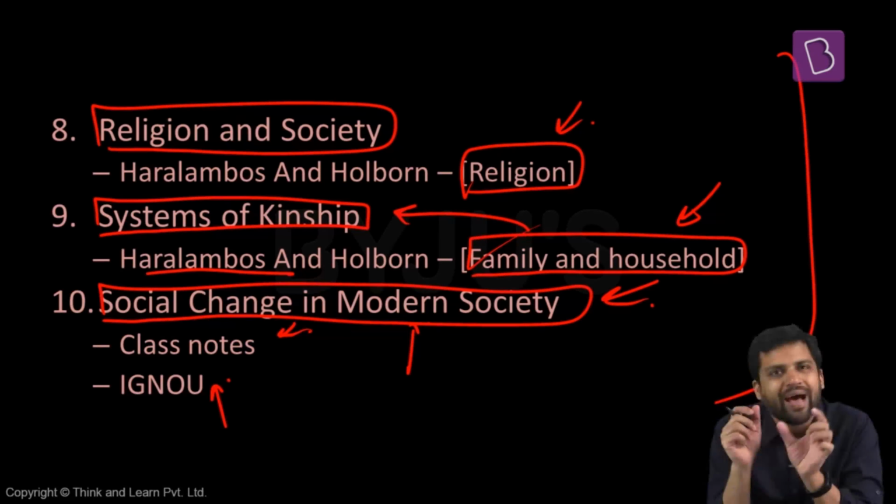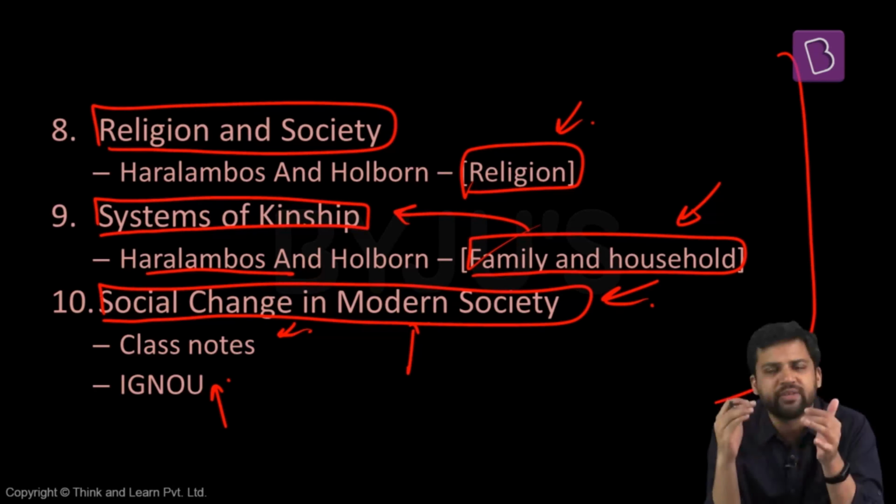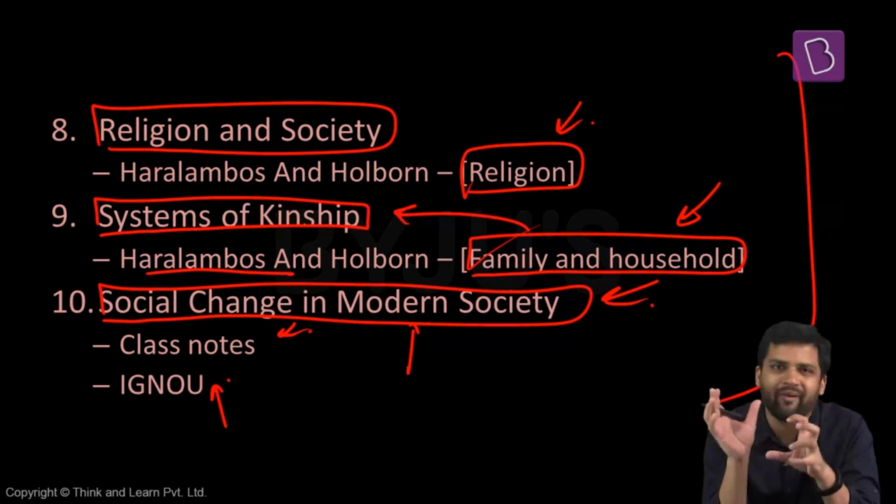So mostly what we saw was Haralambos and Holborn and George Ritzer. These two are the major books that we require for this part. And the remaining things, the IGNOU PDFs, the NCERT PDFs, the different research papers, all these things will be provided to you. So this is about paper one.